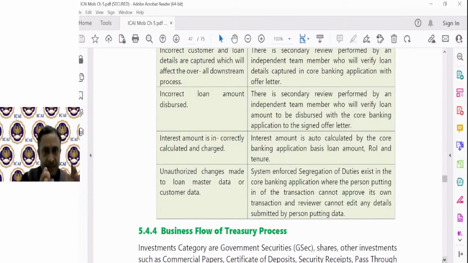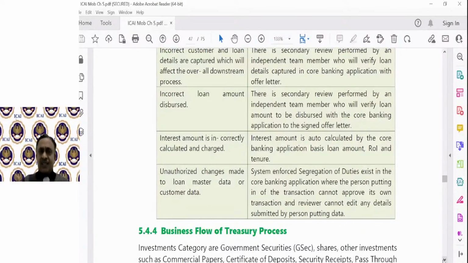So if you read the risk and the control, the risk is that which used to exist. The control is saying that now that risk has been mitigated. Mitigate means the impact of the risk has been reduced. Why? Because now everything is being auto-calculated. But auto-calculation is also going to be subject to point number one. What is point number one? Capturing of correct customer data.